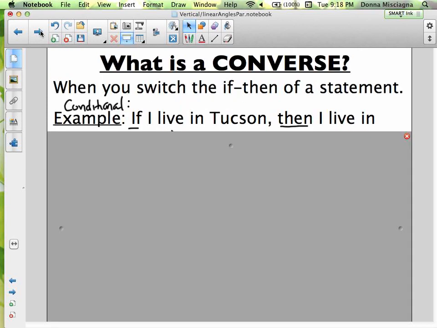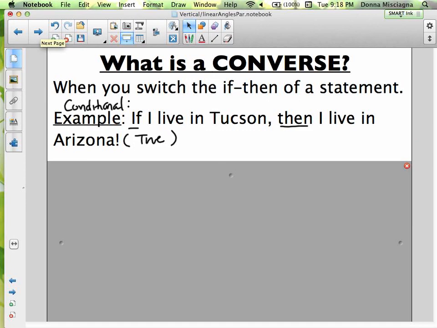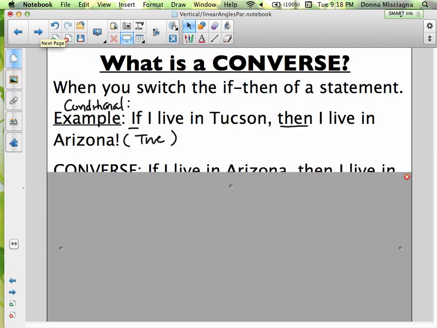So we need to learn a vocabulary word, and that is the word converse. And I have this at the top of the next page in your notes. So when you switch the if and then of a statement, that's a converse. So let's look at a conditional statement. If I live in Tucson, then I live in Arizona. That's a true statement, right? If you live in Tucson, you've got to live in Arizona because Tucson's in Arizona.